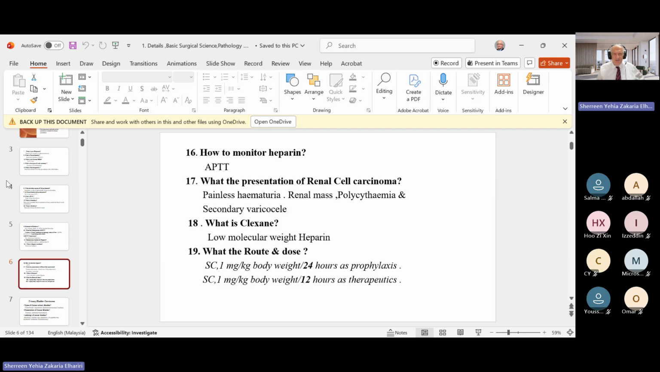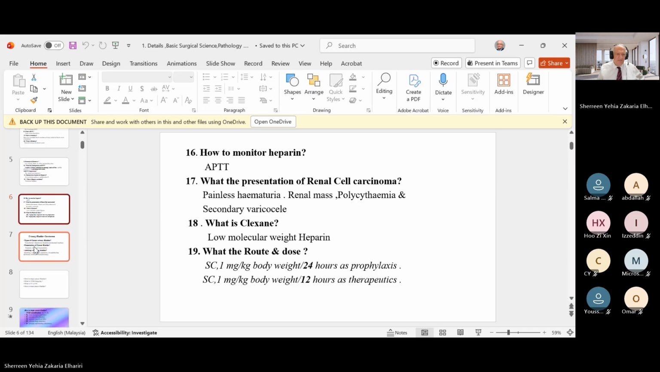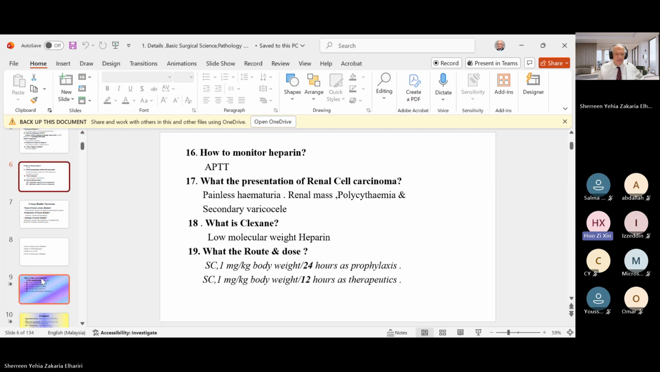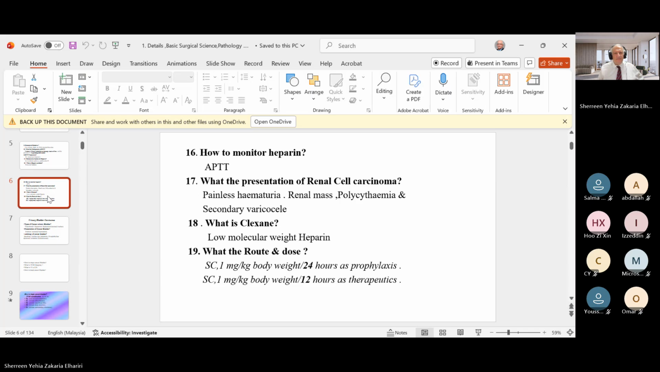Of course, our case is renal cell carcinoma because of painless hematuria, renal mass, and polycythemia. Sometimes in males it can cause secondary varicocele. Sometimes in exams we ask you a question and the answer is in the statement or the scenario itself. You mentioned Clexane or low molecular weight heparin. What is the dose of low molecular weight heparin? 1 mg per kg over 24 hours as prophylaxis, and 1 mg per kg every 12 hours if it's for therapeutic use. All right.